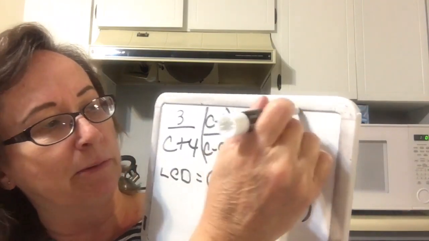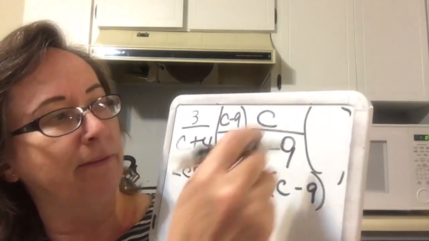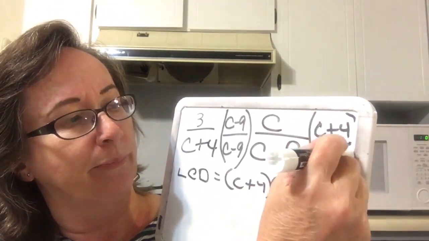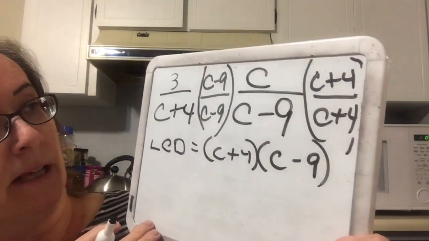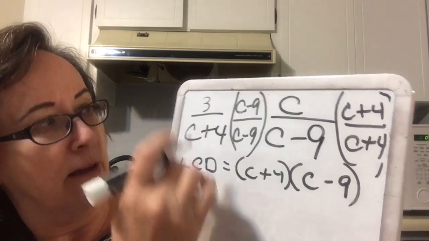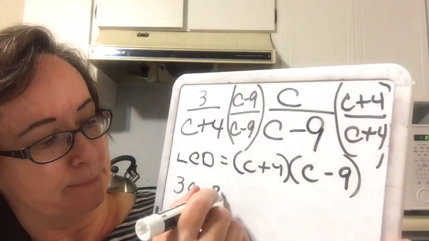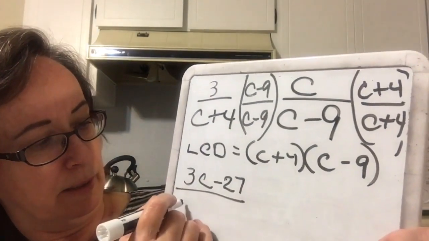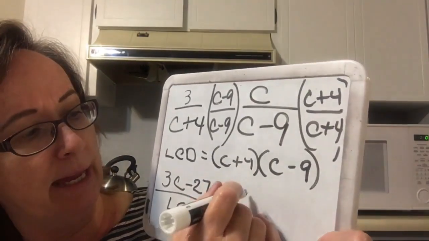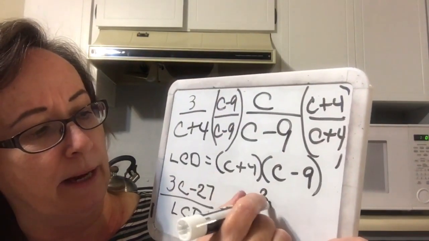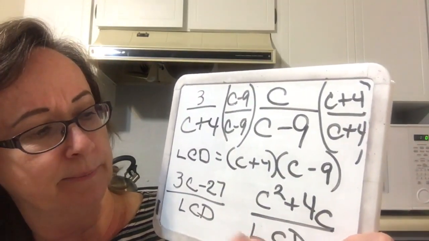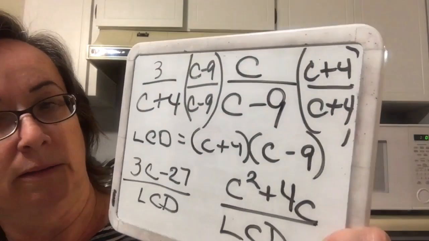And then over here, I will multiply by 1 in the form of C plus 4 over C plus 4. And now my final result will be 3 times C, 3 times -9 over the LCD, which is C plus 4, C minus 9. And C times C is C squared plus 4C over the LCD, which is C plus 4 times C minus 9.